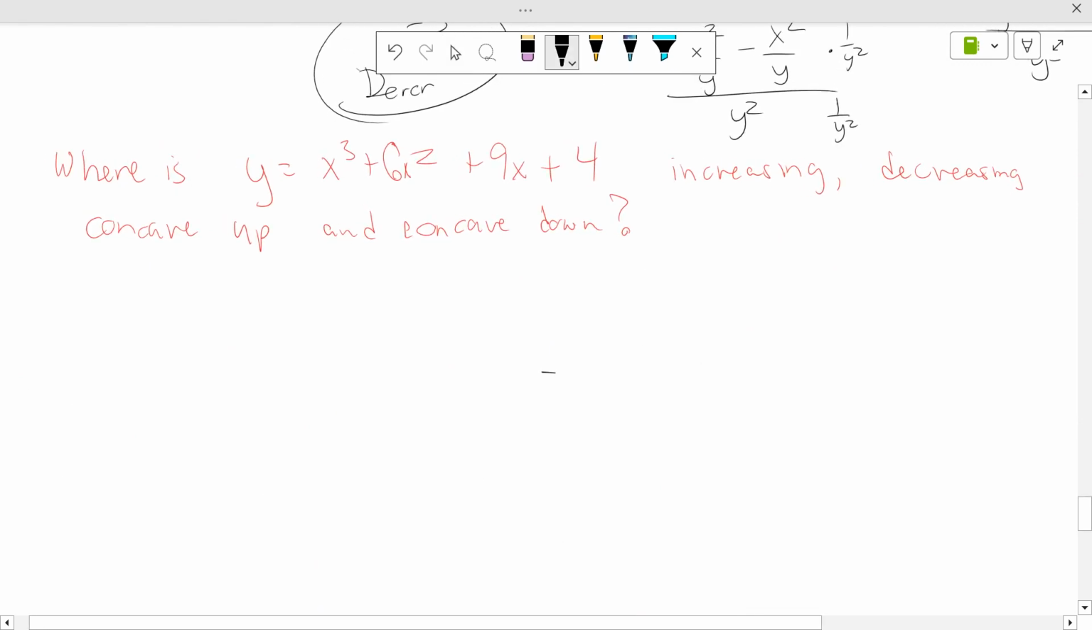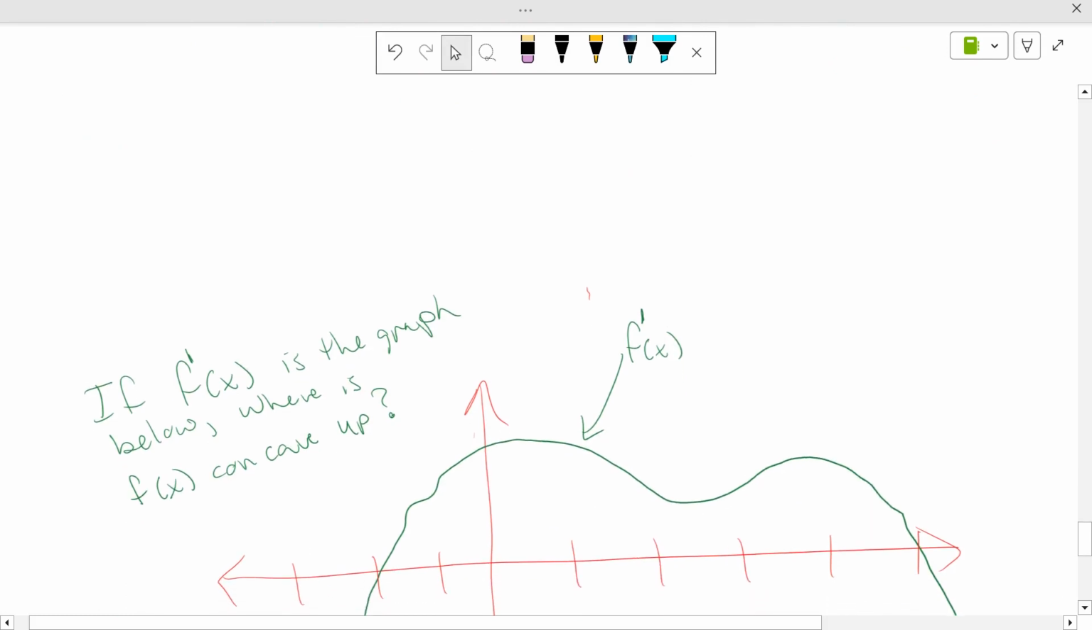Where is this function increasing, decreasing, concave up, concave down? Do I need to do another one of those? You did enough of those in Khan Academy. You should be good.